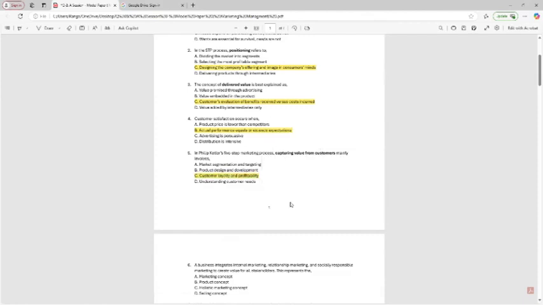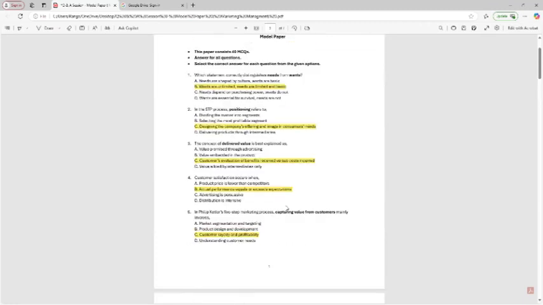It is not a hard question, but the only thing is you have to remember Philip Kotler's 5-step marketing process and what things are included in the process. If you remember the process, then you easily get the answer. So capturing value from the customer means customer loyalty, equity and profitability. So let's move.